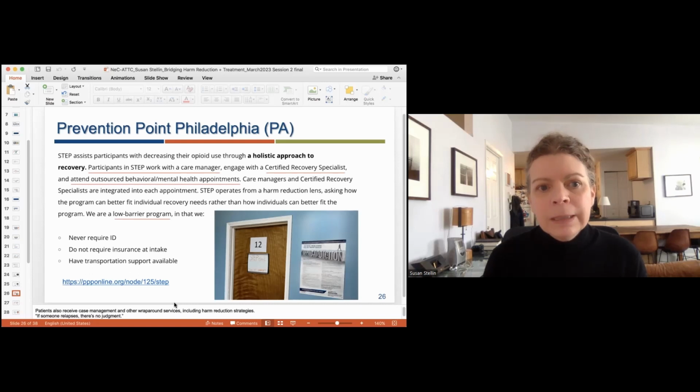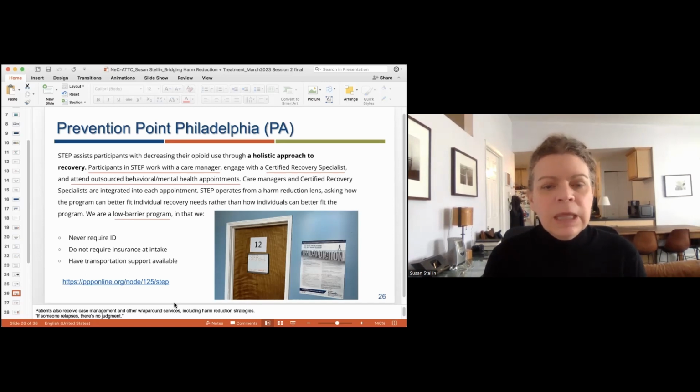People in the program work with a care manager, they're paired with a recovery specialist, and attend behavioral and mental health appointments either on site or at other providers. But they refer to themselves, and this is probably something that many of you have heard, as a low barrier or low threshold program: people don't have to have ID, they don't require insurance at intake, they have transportation support available.